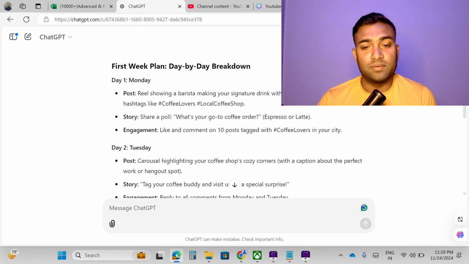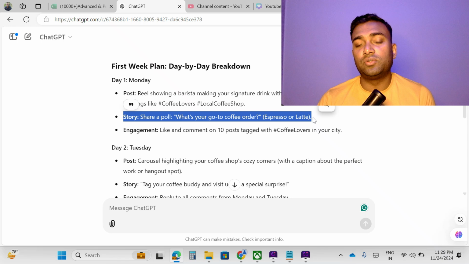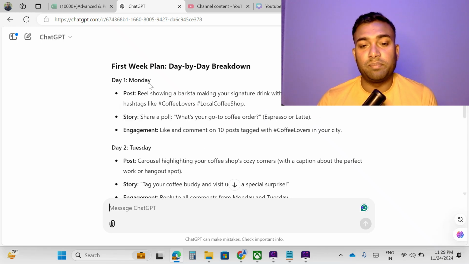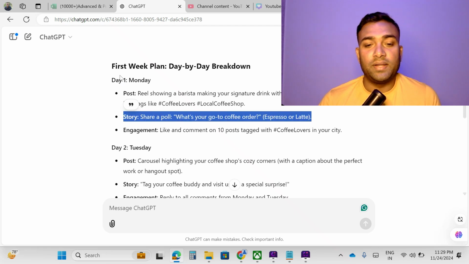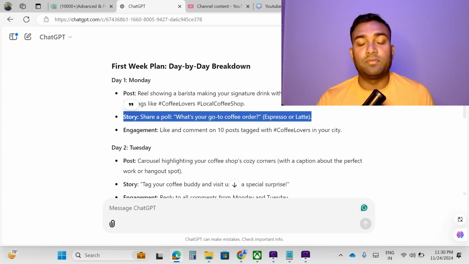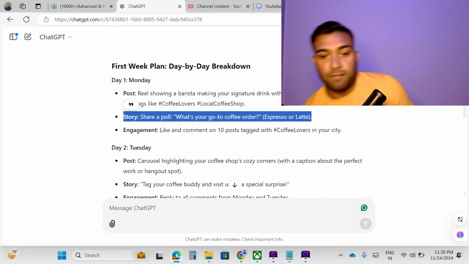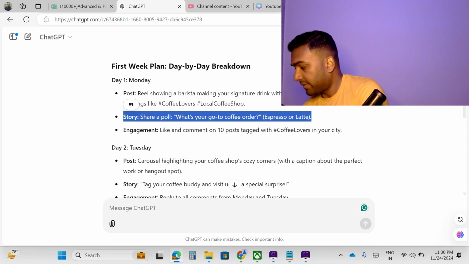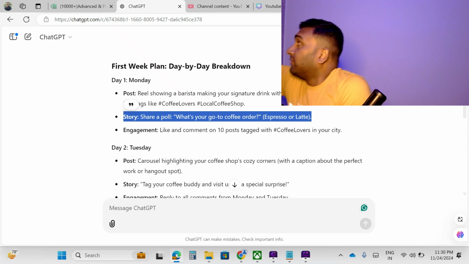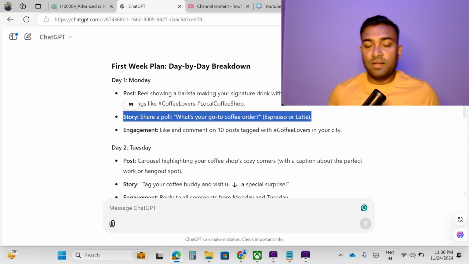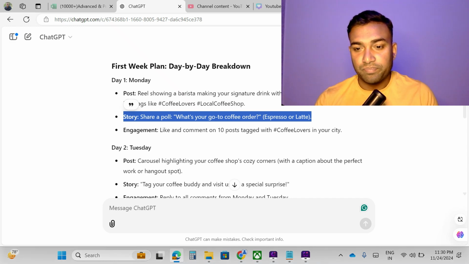Again, suppose you can't understand any point, like the story. Suppose day one story is this, and you could not understand this point, story, share a poll and all these things. What you need to do is go here and say please explain day one, this point, story. I will copy it and paste it, or I will write day one point number two, please explain. So it will again modify it and give you detailed information.